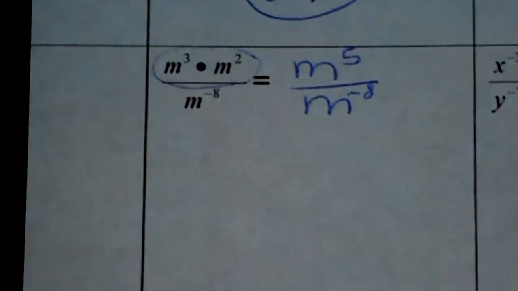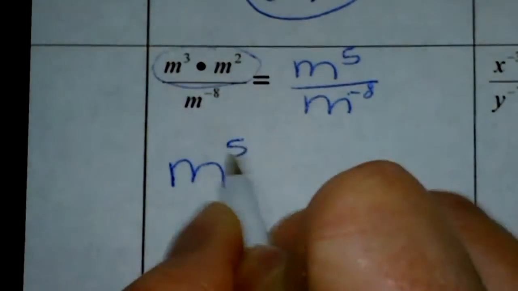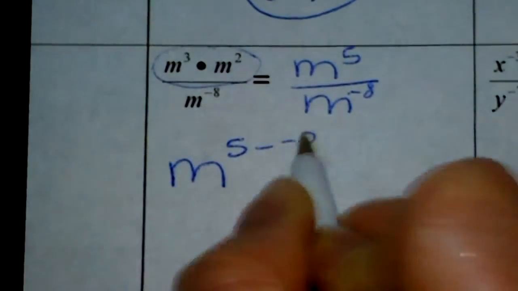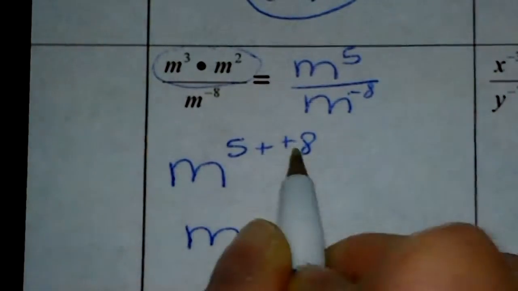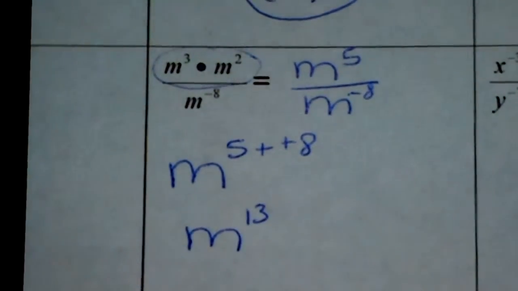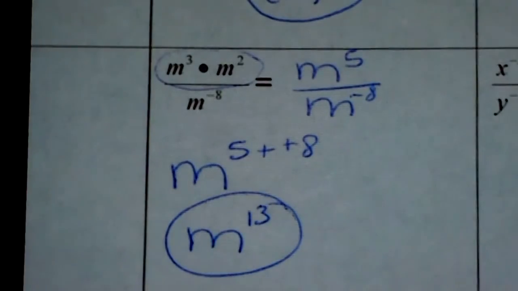Now I have the same base being divided. So I can bring over my base and subtract my exponents. 5 minus -8 means 5 plus +8. So I get m to the 8 plus 5, which is 13. I don't have a negative exponent. I'm done. There are no repeat bases. There are no negative exponents. We're good to go.